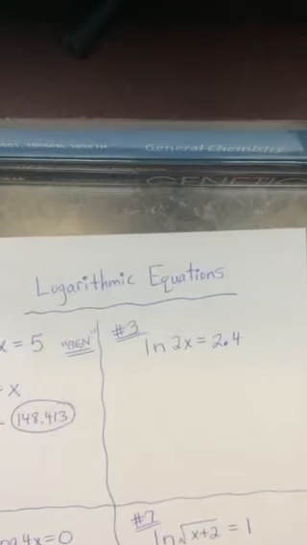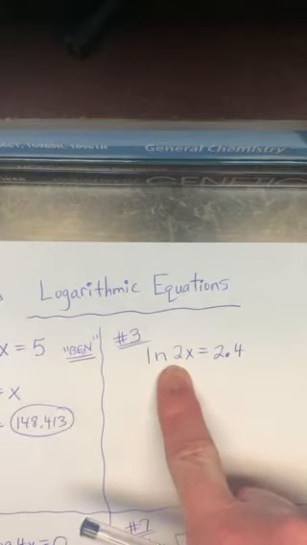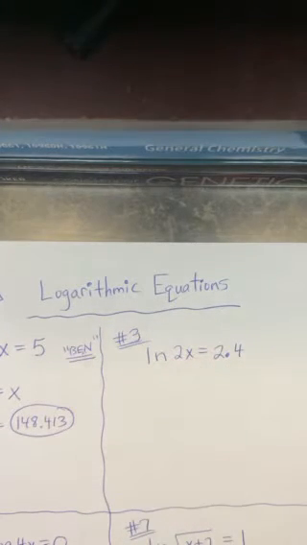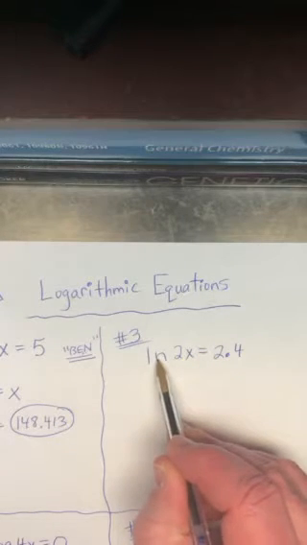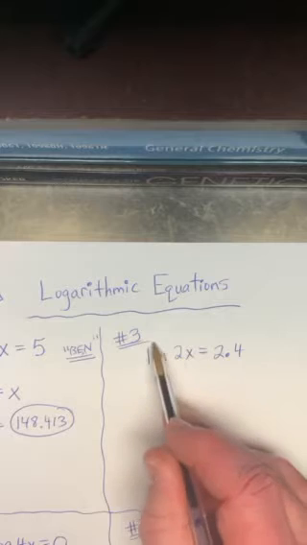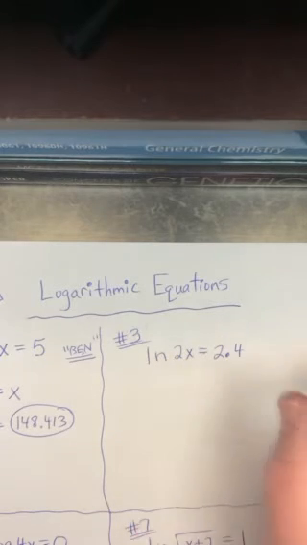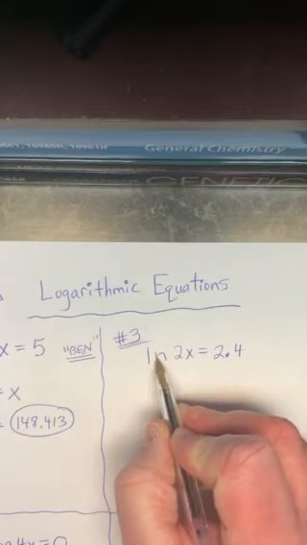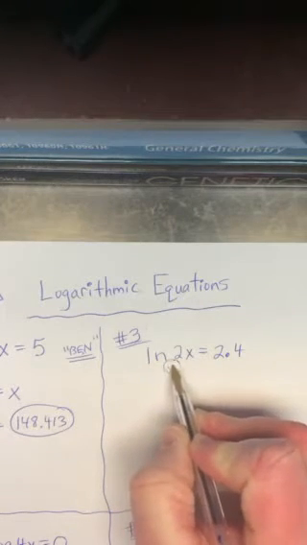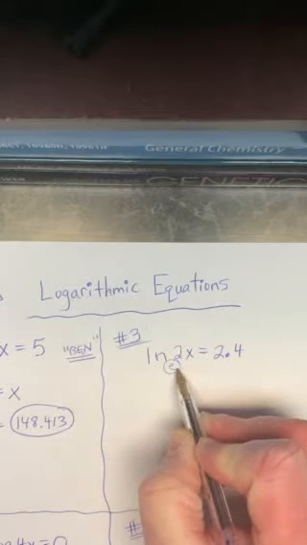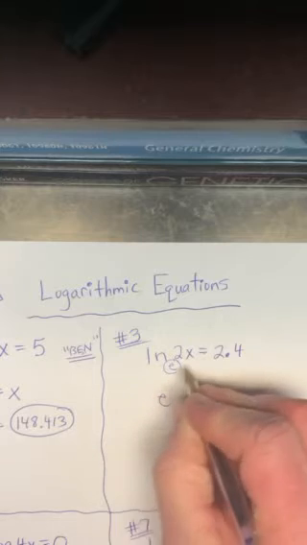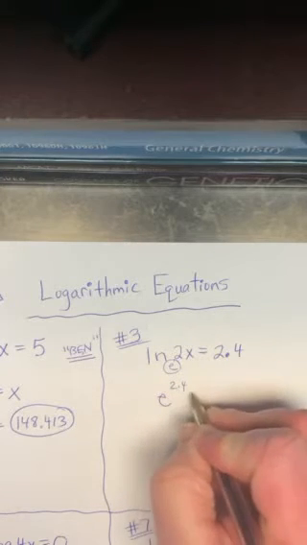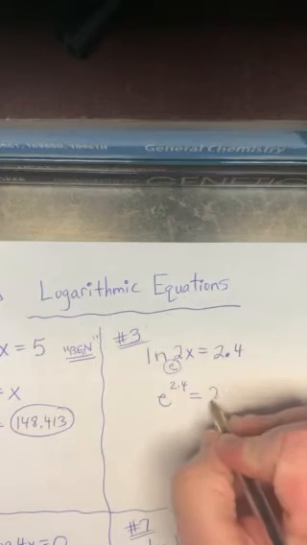Let's go to number 3. Number 3 says ln of 2x equals 2.4. Once again, I've got an equation that has a natural log in it. As soon as I see a logarithm, I'm thinking, let's use Ben, base exponent number. Because it is an ln, a natural log, my base is understood to be an e down here, isn't it? So I've got base, exponent, final number. So I'm going to have e raised to the 2.4 power equals what?